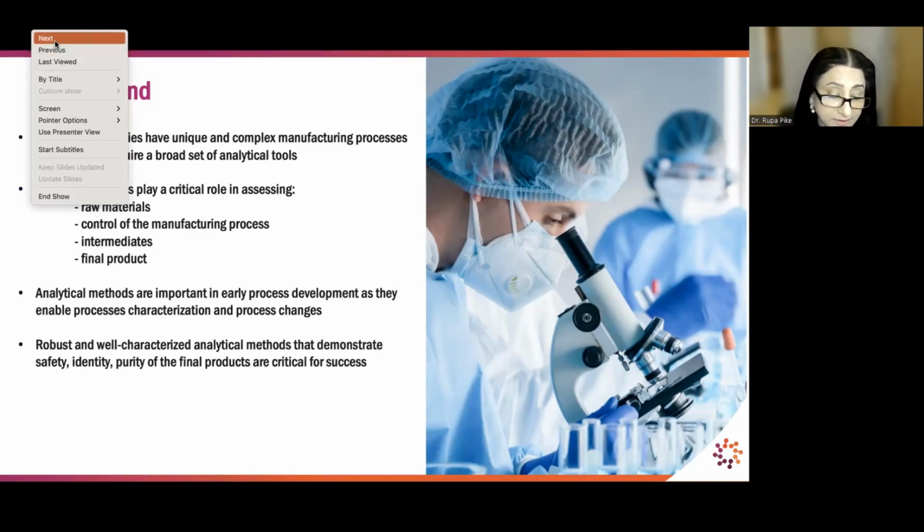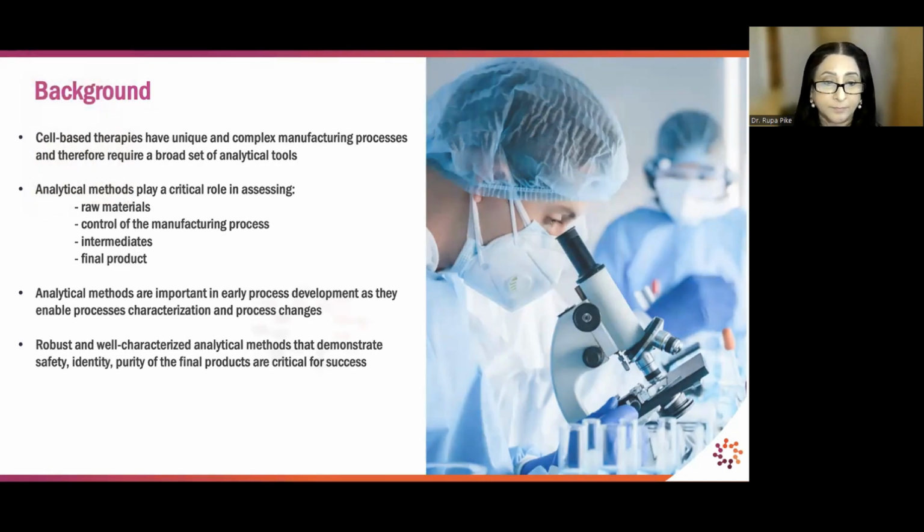It is critical to develop and employ analytical assays as early as possible in the process development stage. Why? Because they provide insights into the attributes of cells throughout the manufacturing process, and they help enable process changes and also offer a better control of the final product.